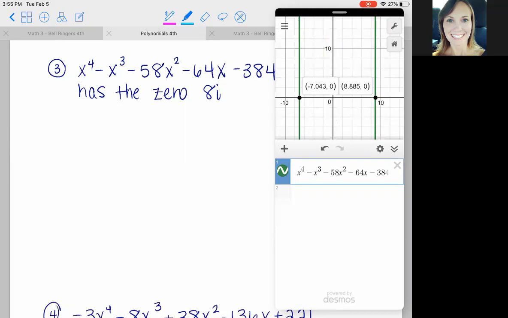These are probably not going to be in the form that the state has you looking at the solutions, but most of the time these questions are multiple choice. So if I'm going to actually solve this one, I just want the solutions. I know I have the solutions x equals negative 7.043 and x equals 8.885. I also have a 0 that's x equals 8i.